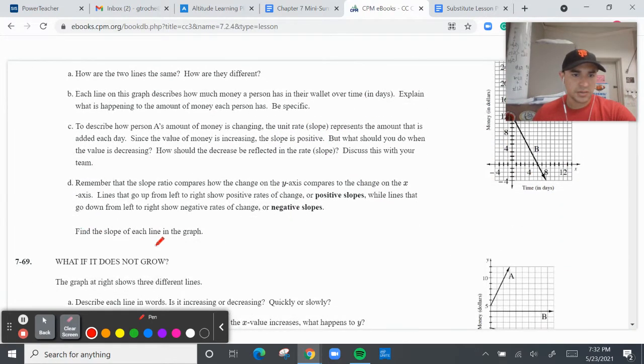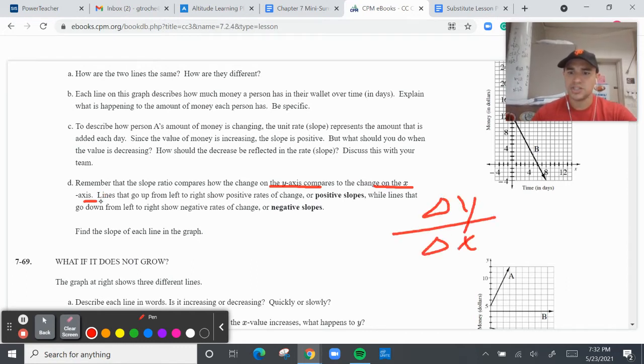Moving to D, remember the slope ratio compares how the change of the y-axis compares to the change of the x-axis. Again, how do I write that? The change of y in comparison to the change of x. You can even say change of y to change of x. Whatever ratio, slope, fraction, doesn't matter.